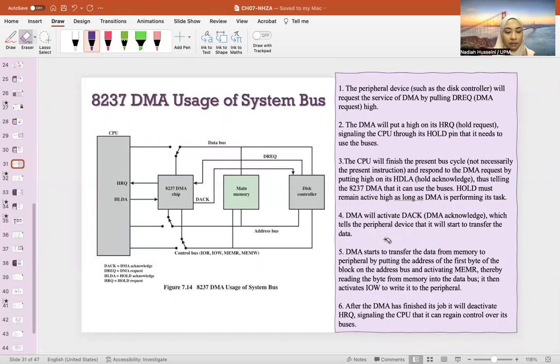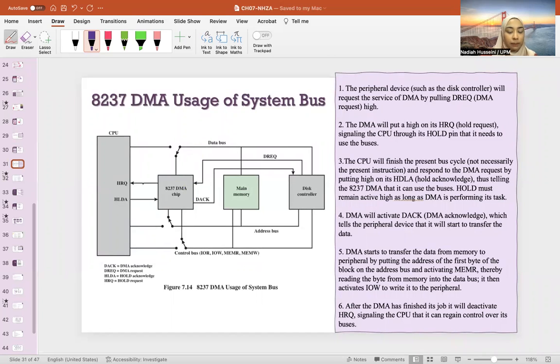Let's try to understand this. So this is the DMA usage of a system bus. What do we have here? We have our DMA chip, almost like our interrupt controller just now, right? But this is for DMA. So this is our 8237 DMA chip. Do you have to remember the name? No, but you have to know that this chip exists.